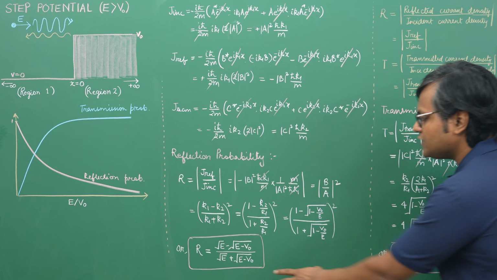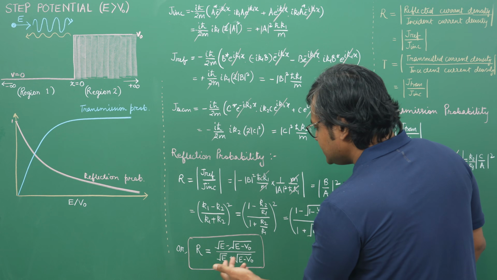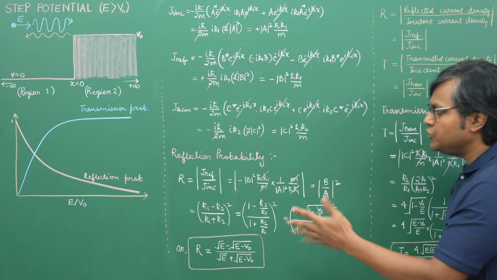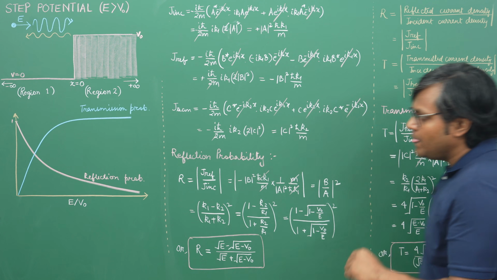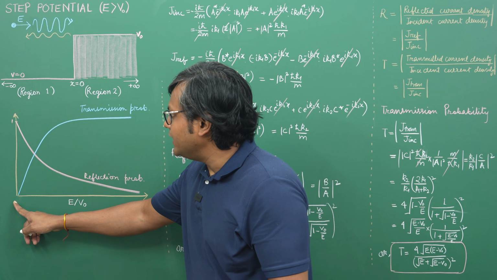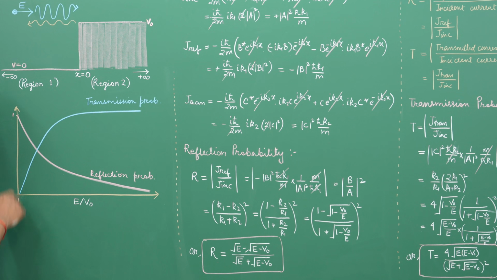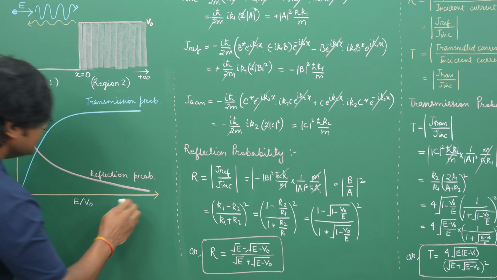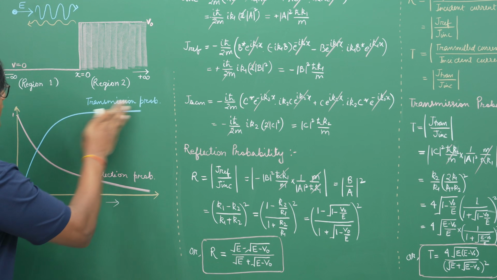So if we plot the reflection probability and the transmission probability in this kind of a graph, where the x-axis is E upon V naught, the ratio of the energy of the particle to the potential barrier V naught, then you can clearly see that when E is equal to V naught, this is 1 by the way, it starts with 1. So when E is equal to V naught, the reflection probability is maximum, transmission probability is 0. As the particle's energy increases, the reflection probability decreases and the transmission probability increases.